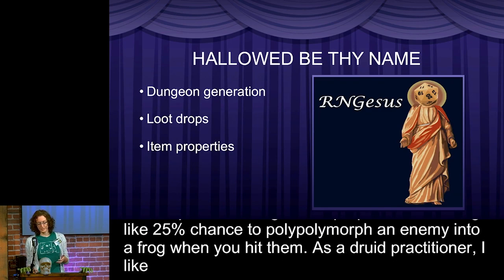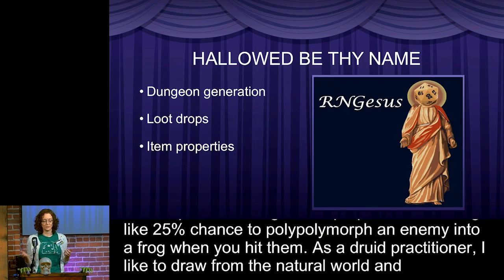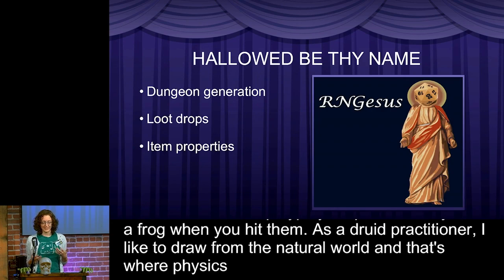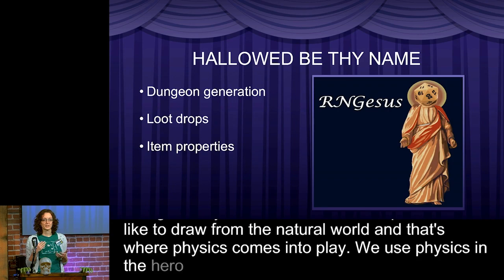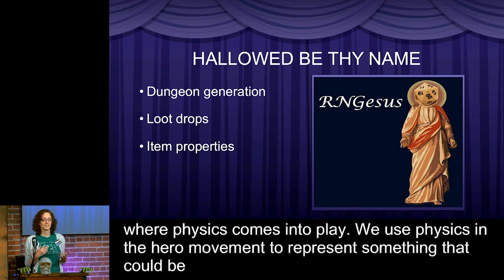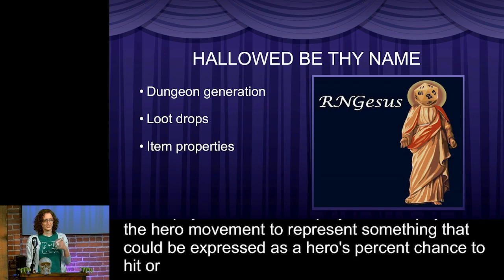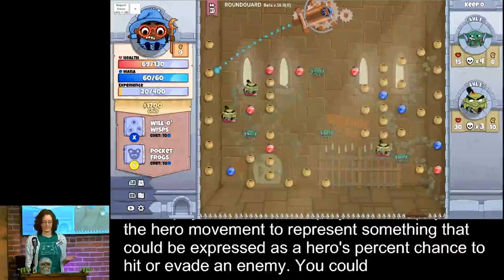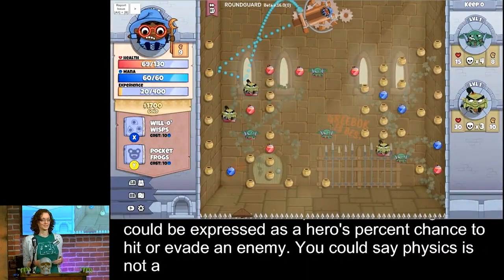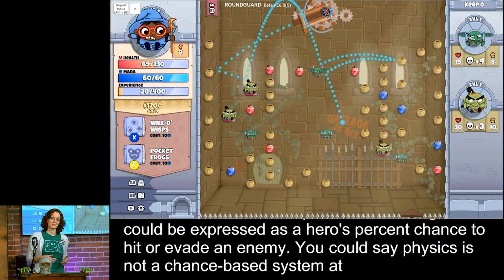We use physics in the hero movement to represent something that could be expressed as the hero's percent chance to hit or percent chance to evade an enemy. You could say physics is not a chance-based system at all, right? Physics is not random, and you'd be absolutely correct.